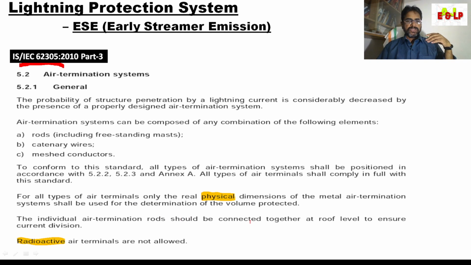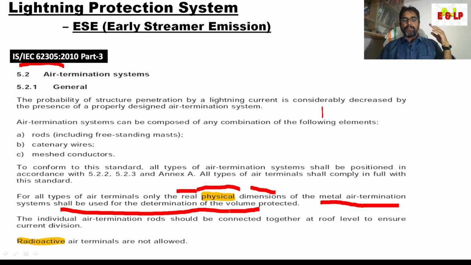So what is said in the international standard, or in our Indian standard? See here, please note this highlighted portion. For all types of air terminals, only the real physical dimensions of the metal air termination system shall be used for the determination of the volume protected. It means that for installing a vertical air termination, there will be some area around it, just like a cube, some volume protected by the vertical air terminal. That volume is called the protected volume. So to determine that protected volume, as per our IS, only the real physical dimension is to be taken.